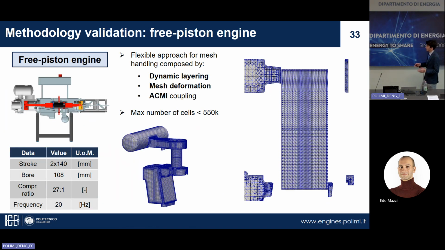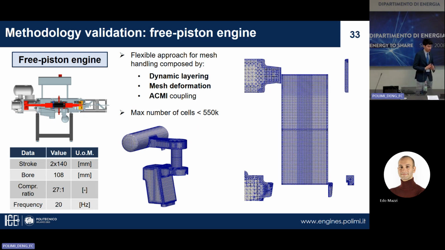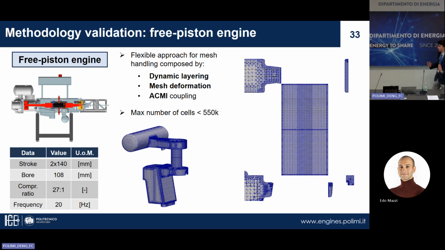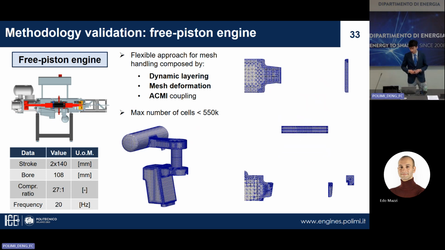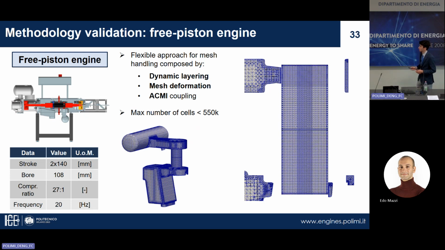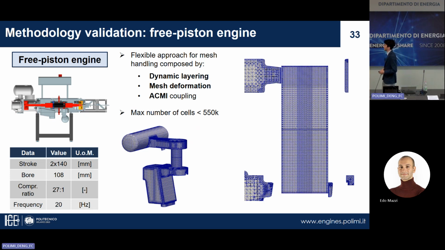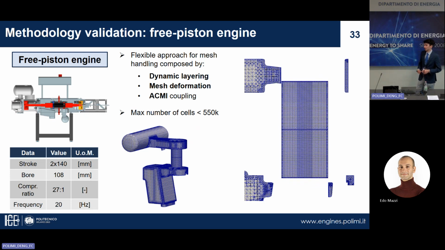Finally, I reported this example of the 3-piston engine because I think it summarizes pretty well the methodology, the possibility to be as flexible as possible. To mesh this particular engine, which is a 3-piston engine with opposed pistons, you can see the piston at the top and at the bottom. We adopted 3 different methodologies.